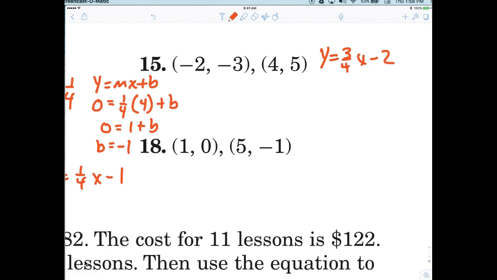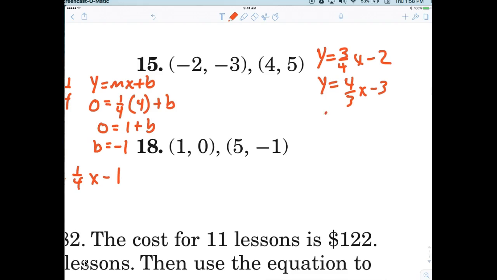Anybody else? Go ahead, Mike. Y equals 4/3 x minus 2. Doesn't matter what you got. Speak up if you got something different. I want you to be different. That means I know you did it on your own. Go. Y equals 4/3 x minus 1/3.